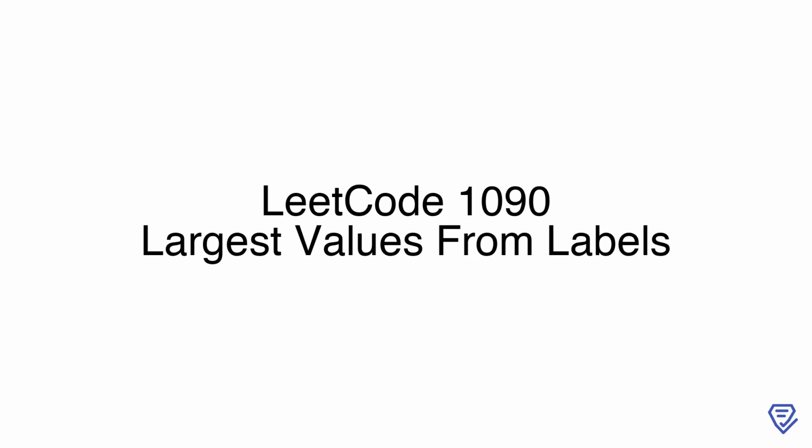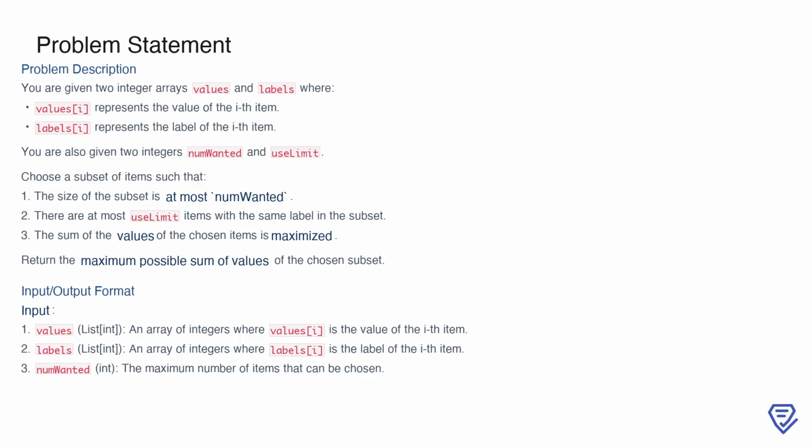Let's get started. The problem involves selecting items from two integer arrays, values and labels. Each item has a value, defined by the values array, and a corresponding label, defined by the labels array. The goal is to choose a subset of these items such that the total number of items in the subset is no more than numWanted, and the number of items with the same label does not exceed useLimit. The key objective is to maximize the sum of the values of the chosen items. This means we need to carefully balance the constraints of the subset size and label usage while trying to achieve the highest possible sum. Ultimately, the function will return this maximum possible sum as an integer.